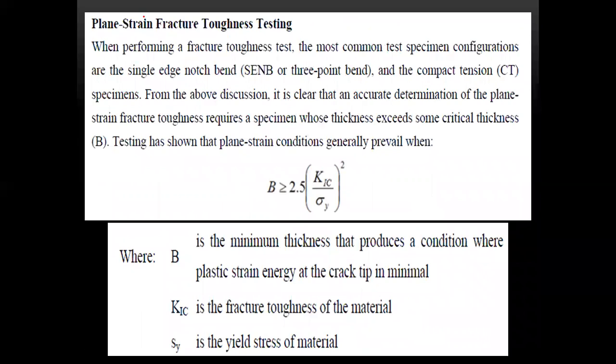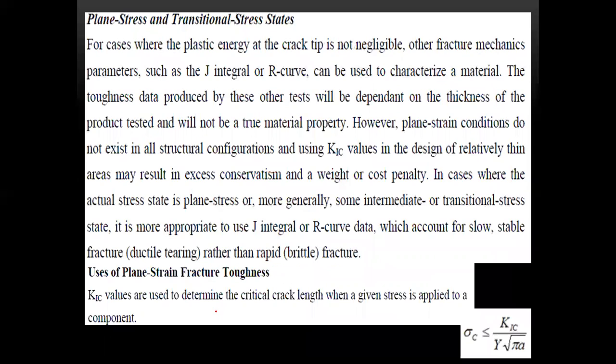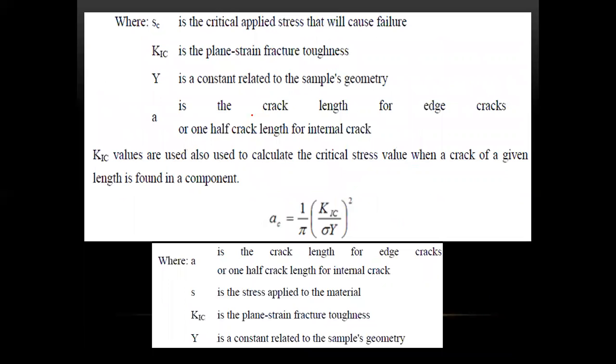Next one is the testing of the fracture toughness. I think you will not get it in the exam, but it is only for your understanding. So this is B, KIC, and SY. Plane stress and plane strain transitional stress states. These are the formulas, and these are the notations.